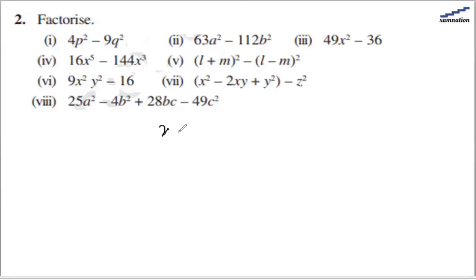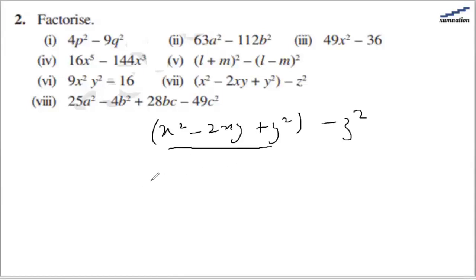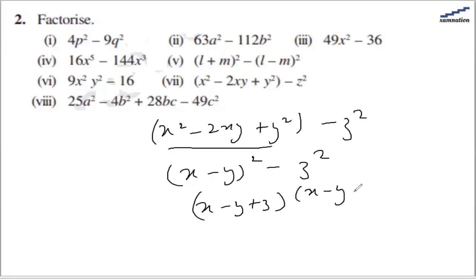For the seventh part, we have x square minus 2xy plus y square minus z square. Let's solve the expression in the bracket first. It will give us x minus y whole square minus z square. And now let's solve this: x minus y plus z and x minus y minus z. So these two are the factors of the seventh part.